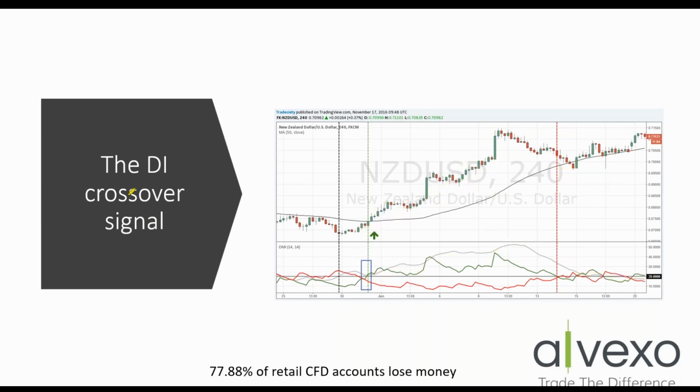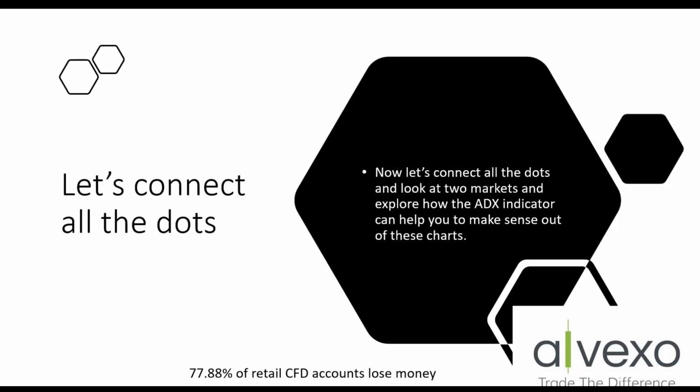So combining the entirety of Wilder's directional movement theory tells us that we have higher highs, higher lows, as well as a gathering of momentum. Now let's connect the dots and look at the two markets and explore how the ADX indicator can help you make sense of these charts.